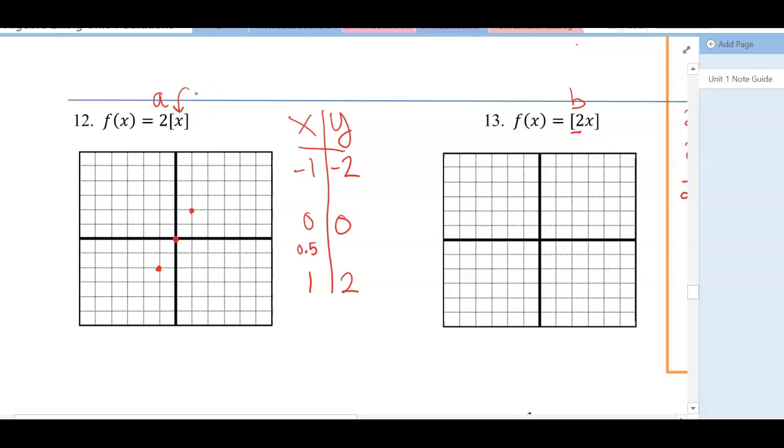So if I plug in positive half, remember that's getting plugged in right here for x. The first thing that's happening to it is it's being rounded, and then it's being multiplied by 2. What is half being rounded to? 0. And then 2 times 0 would be 0. So at a half, I'm still at 0.